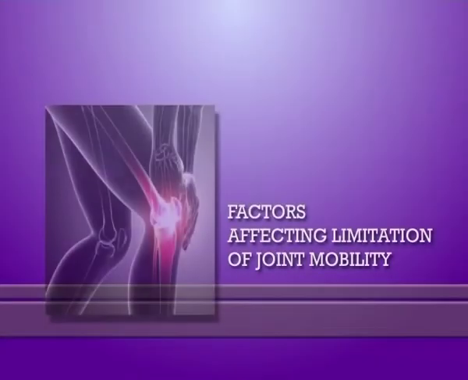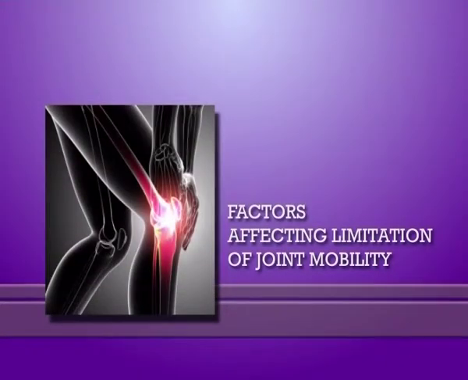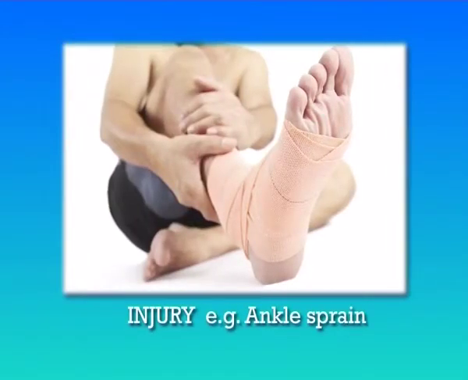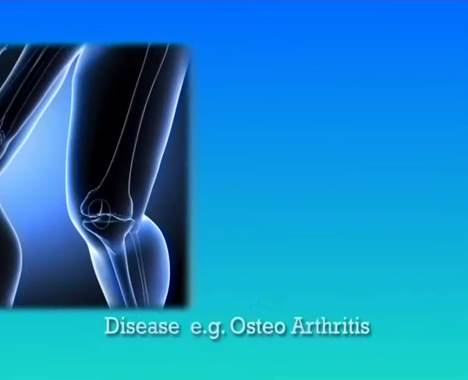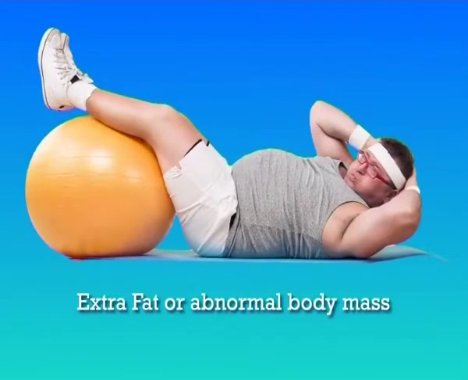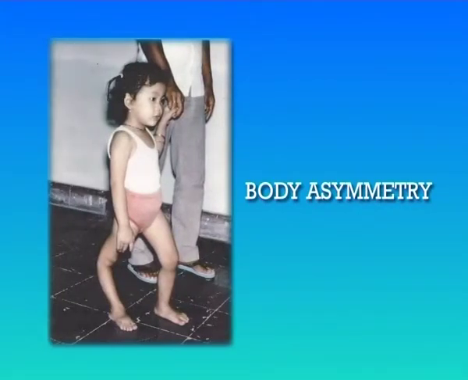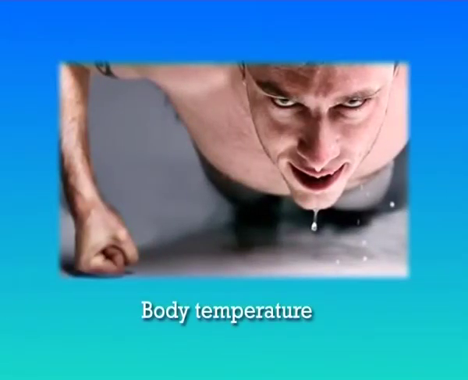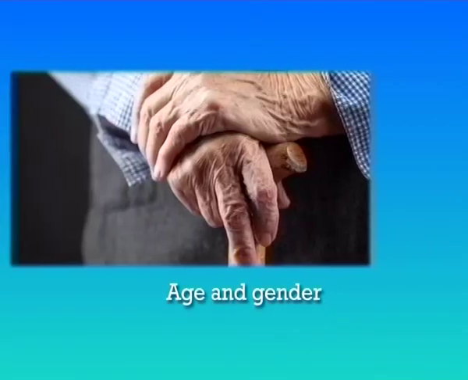Now next come the factors affecting the limitation of joint mobility. There are many factors which affect joint mobility, such as pain, injury, for example ankle sprain, diseases, for example osteoarthritis. Next is extra fat or abnormal body mass, body asymmetry, abnormal tissue extensibility, for example contracture after burns, body temperature, age and gender.